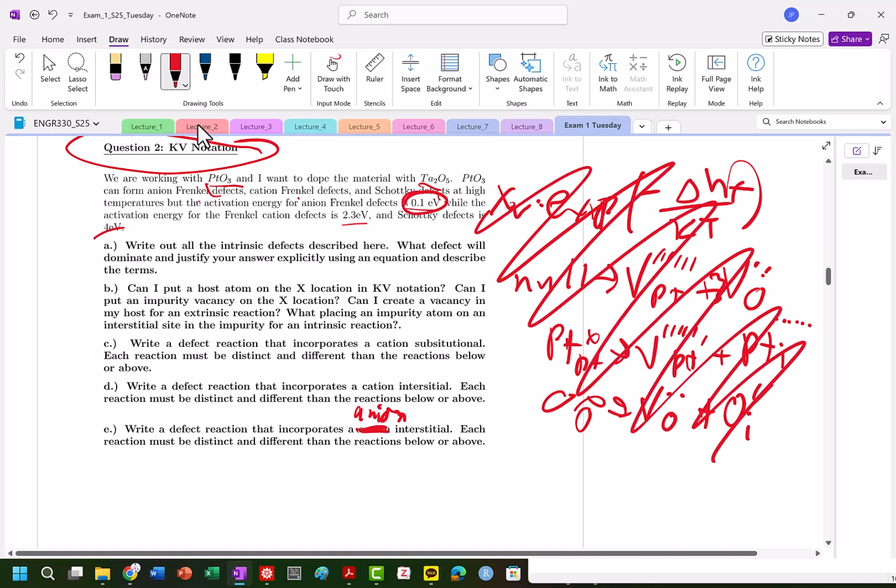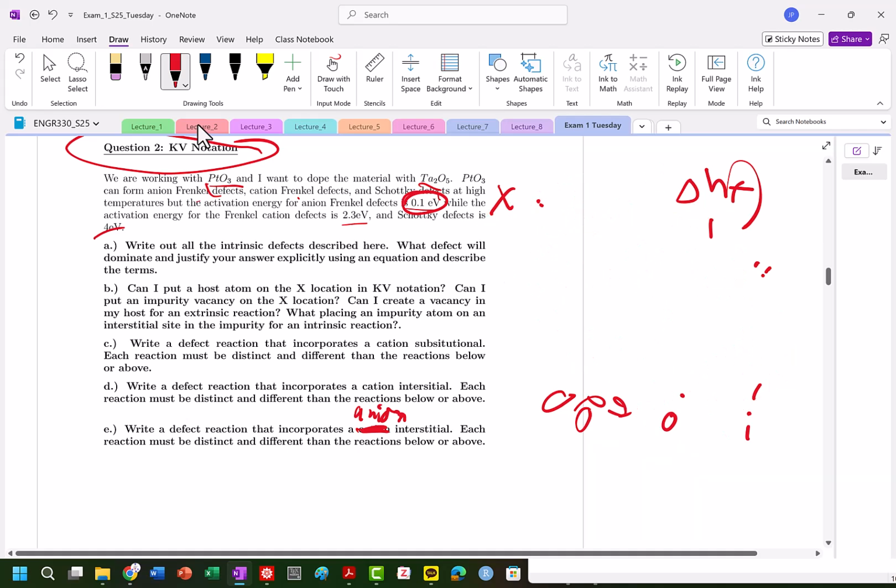Oxygen O_O^x goes to vacancy in oxygen, 1, 2, plus oxygen interstitial, 1, 2. Fantastic. So, can I put a host atom on the X location? No. Can I put an impurity vacancy on the X location? A vacancy could only be in the host, so no.